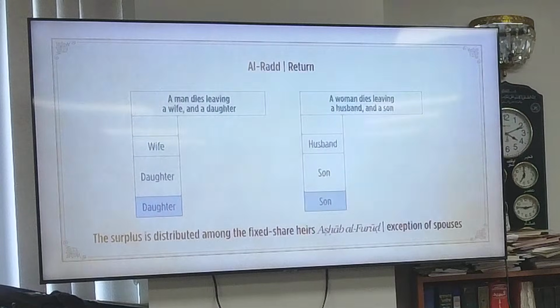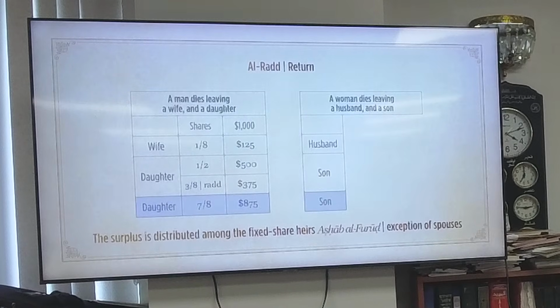Let's take an example of rad. A man dies leaving a wife and a daughter. First we distribute to ashab al-furud, we give the fixed shares. The wife, because there is a daughter, gets an 1/8, not a 1/4. The daughter, because she's alone, gets a half. Well, 5/8 is less than 1. Then 3/8 gets returned to the daughter by way of rad. The daughter ends up getting 7 out of 8, and the wife gets 1 out of 8. Let's assume the estate is $1,000. The wife gets $125. The daughter originally gets $500 as her share, and gets $375 by way of return, because there is a surplus.